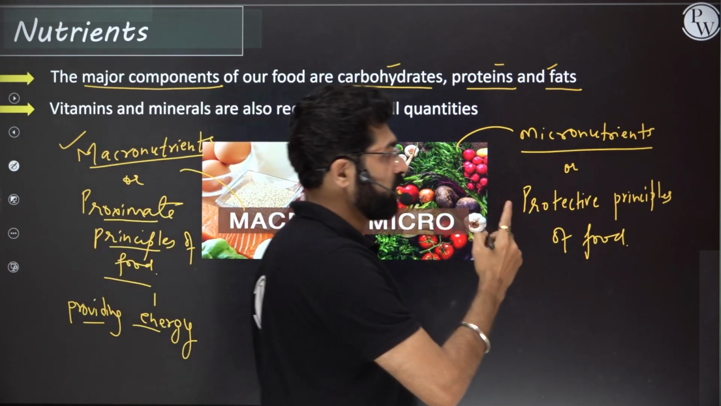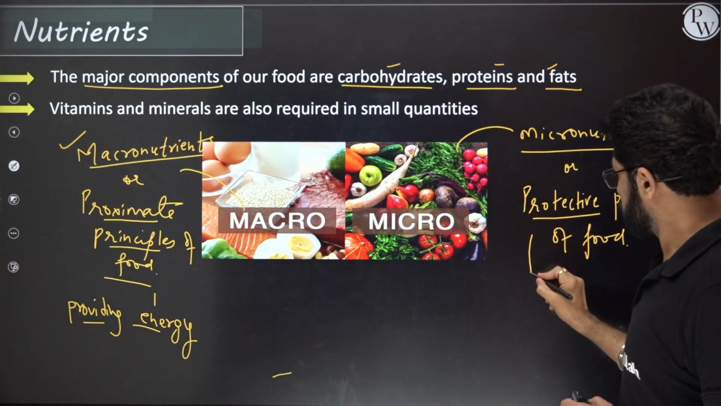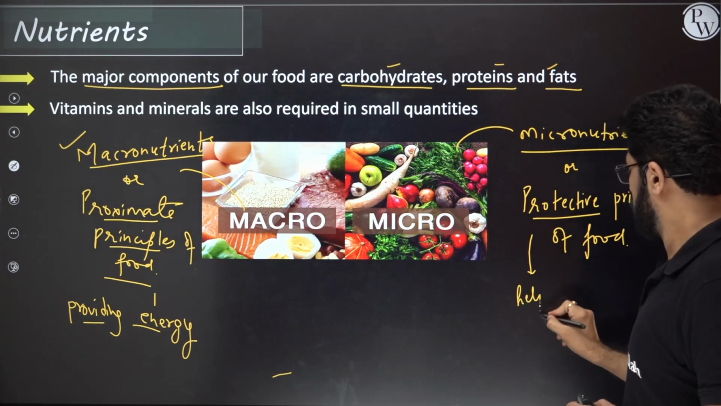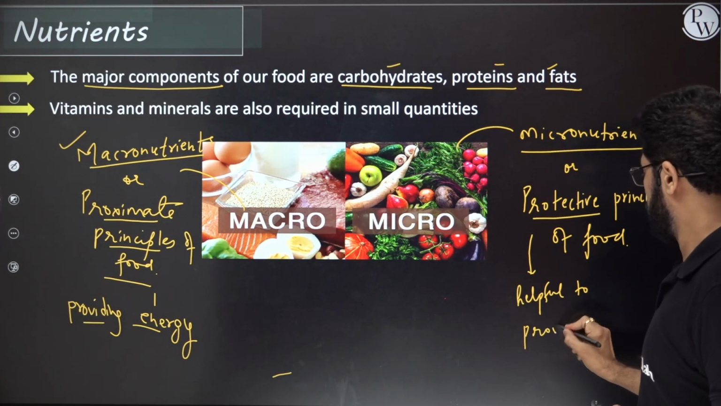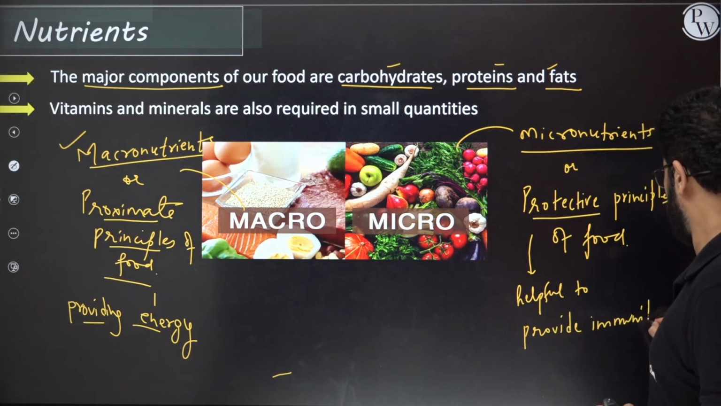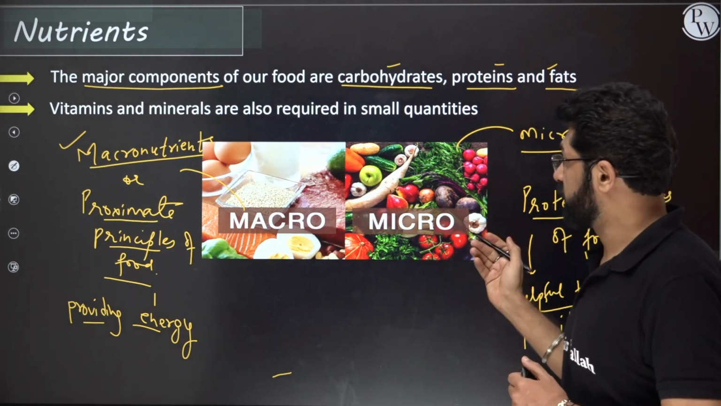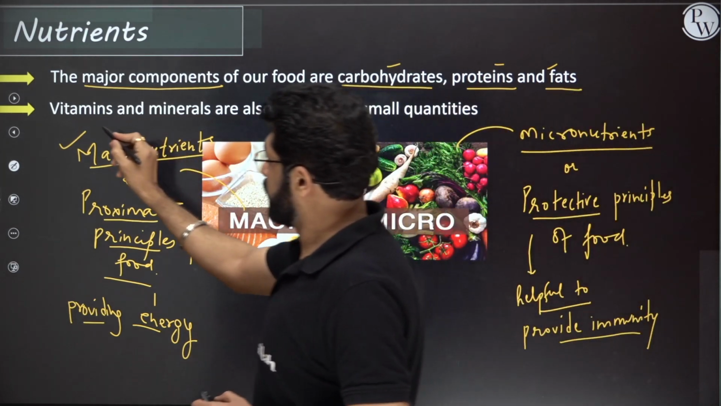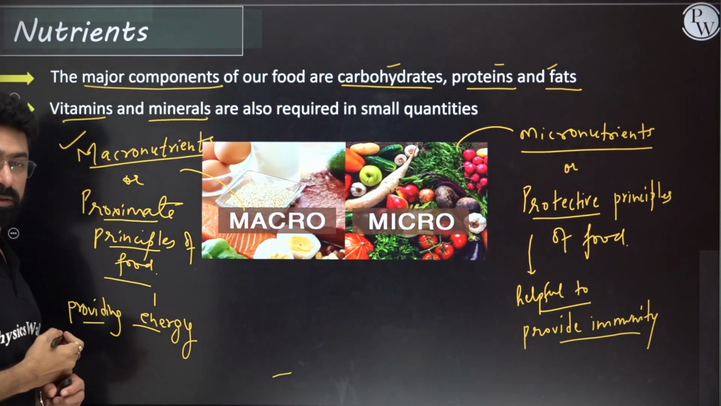Whereas micronutrients, as they are called protective principles, are helpful in providing immunity. That means they are going to help you protect yourself from diseases, like vitamins and minerals. So vitamins and minerals will be considered as micronutrients.